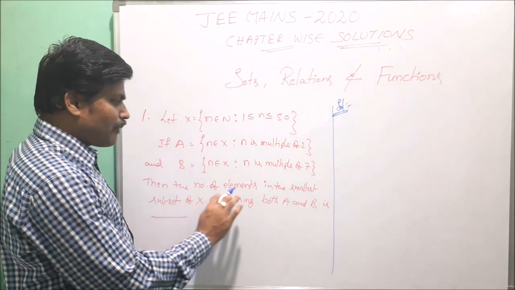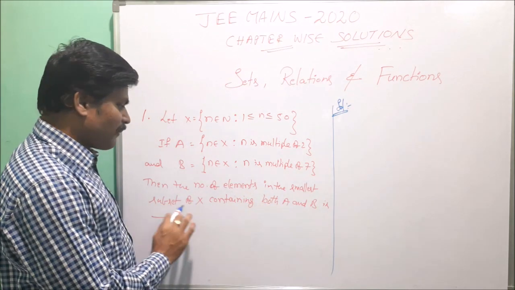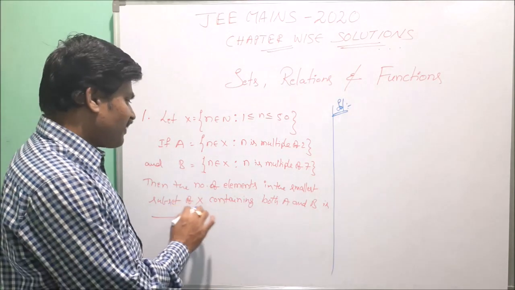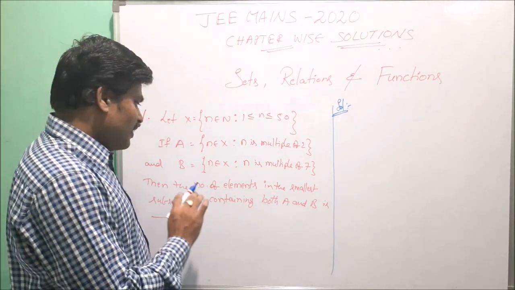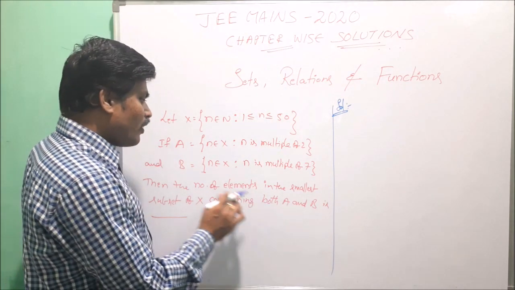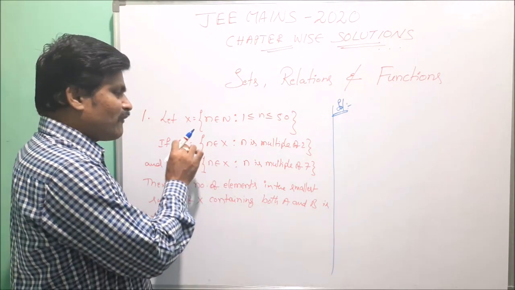Then we find the number of elements in the smallest subset of X. So if we take any smallest subset of X, that set contains both elements we take from A and B.